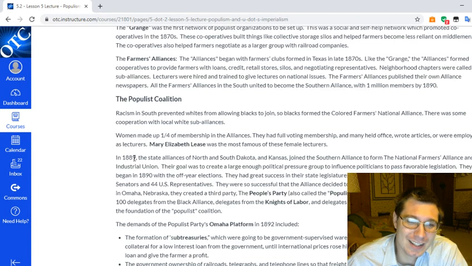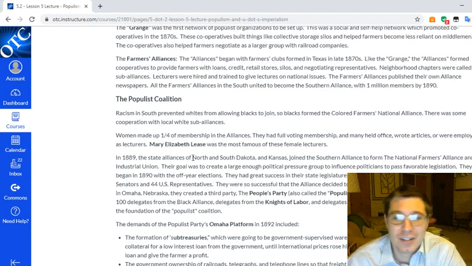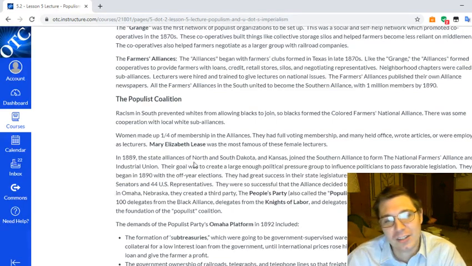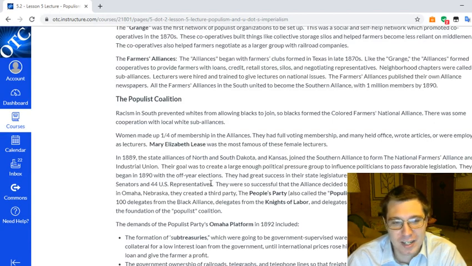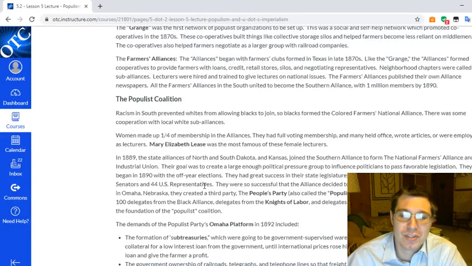In 1889, the state alliances of North and South Dakota and Kansas joined the Southern Alliance to form the National Farmers Alliance and Industrial Union. Their goal was to create a large enough political pressure group to influence politicians to pass favorable legislation. They began in 1890 with the off-year elections, and they had great success in their state legislatures and elected supporters as 6 governors, 3 U.S. senators, and 44 U.S. representatives.